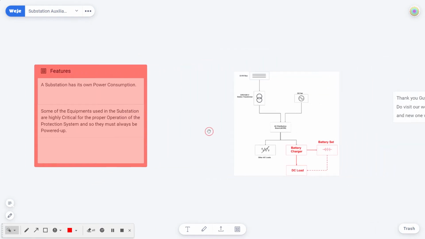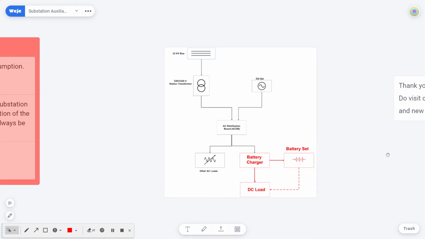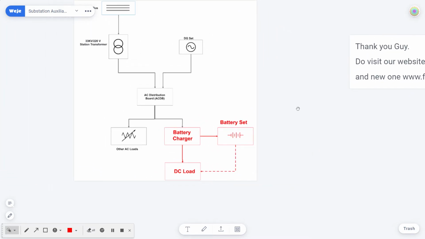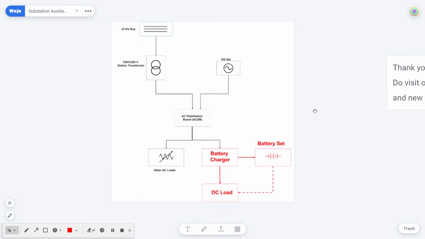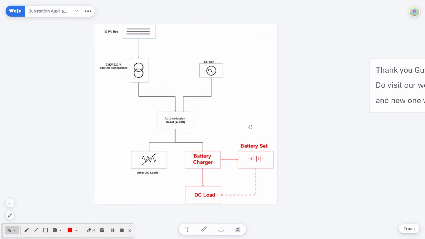Now we'll go see this diagram. In the substation, there are two types of power supplies. One is AC power supply and another one is DC power supply. If you see in this diagram, the portion colored in red is our DC power supply system, while the rest, which is in black, is our AC power supply system.